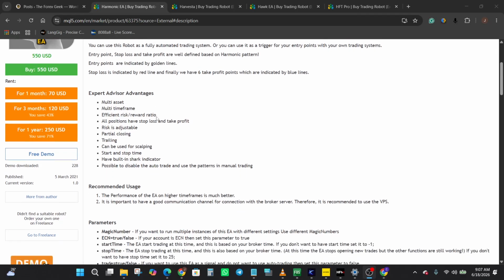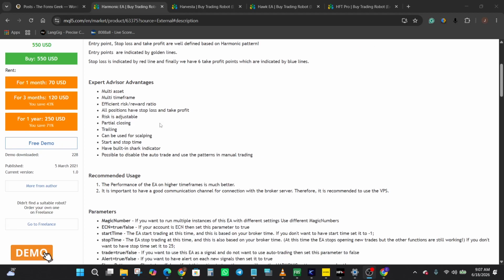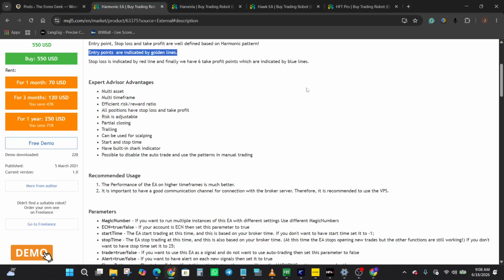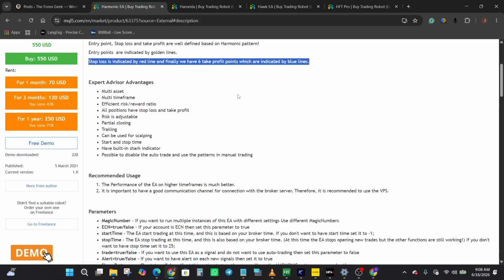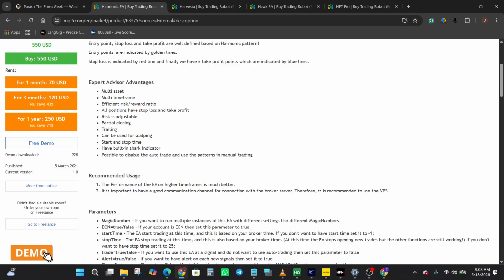The developer explains that entry points, stop losses, and take profit levels are defined directly from the detected harmonic patterns. All right. According to the description, entry levels are displayed with golden lines, stop losses are marked with red lines, and 6 separate take profit targets are shown using blue lines. This creates a structured framework for trade management based on the identified pattern setup.